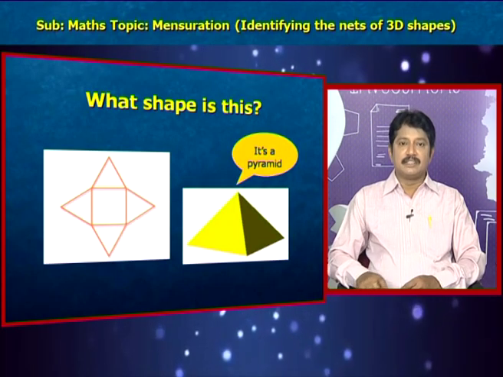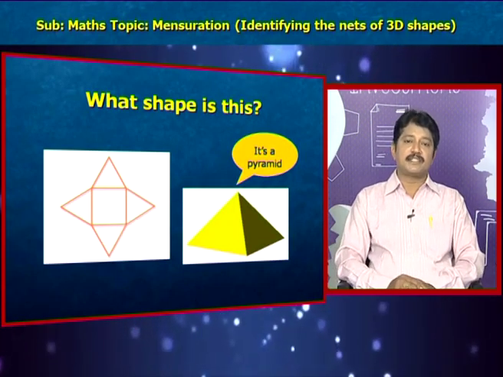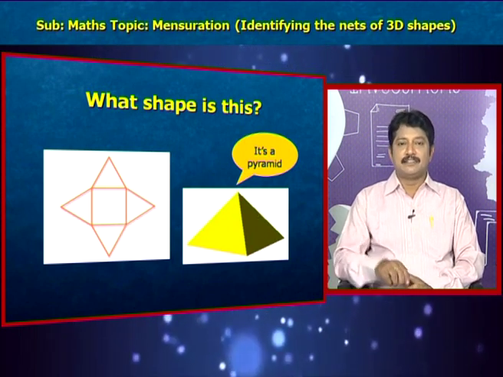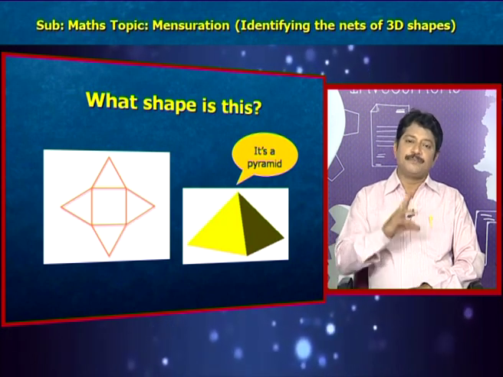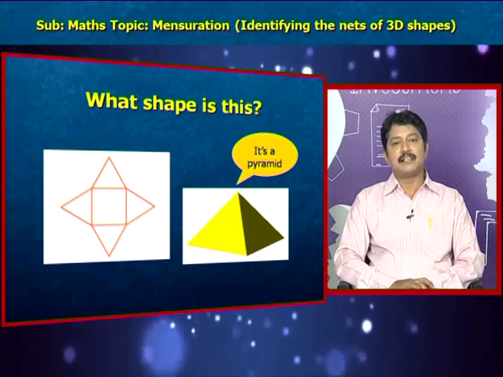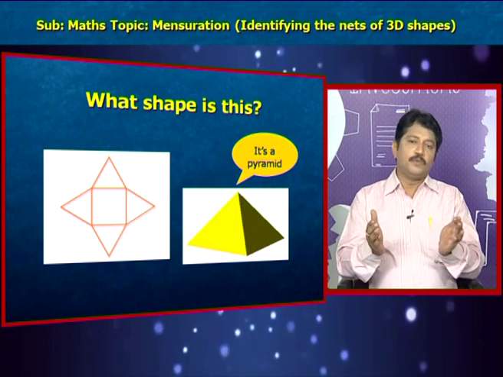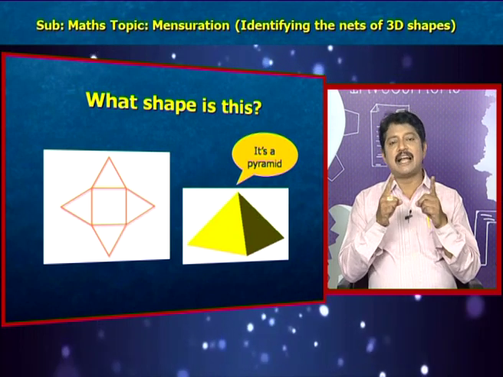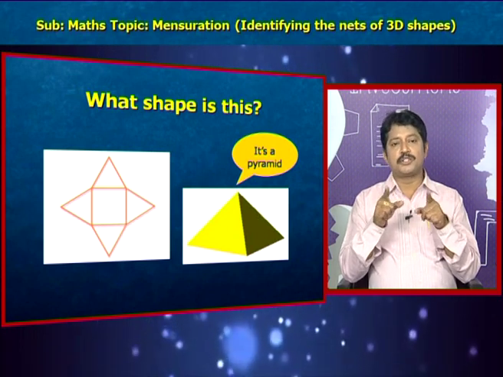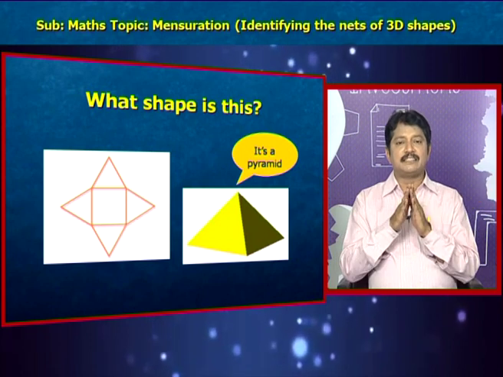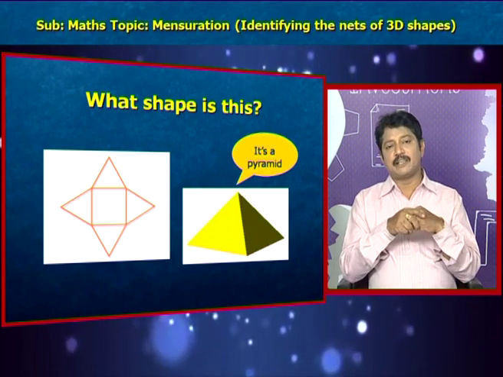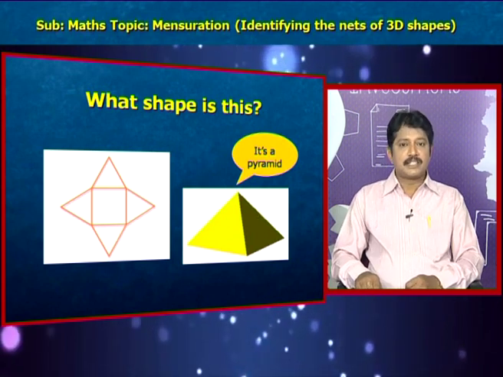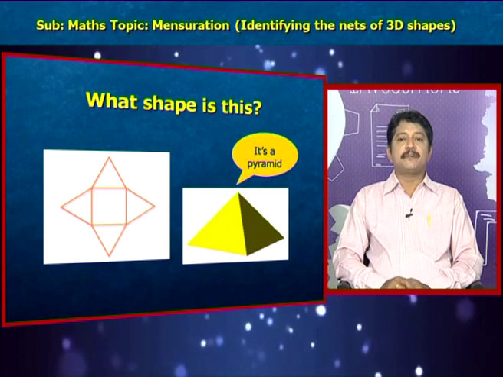Okay. Now, coming to the next one, what shape is this? This is the most important. It seems to be like a star, correct? When you close it, can you imagine it? All are triangular shapes, correct? 1, 2, 3, 4. So, 4 triangles, and at the base is a square. So, imagine, when you close it, it seems to be a pyramid.